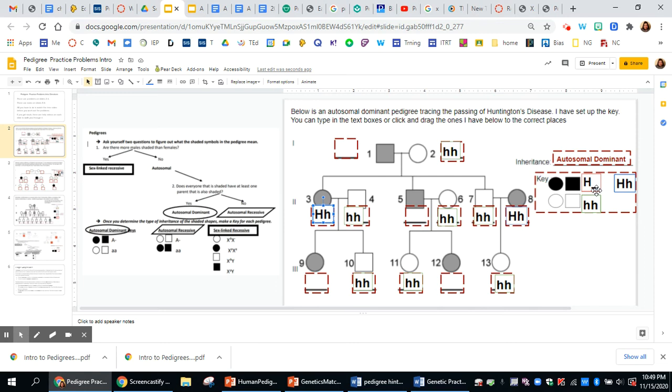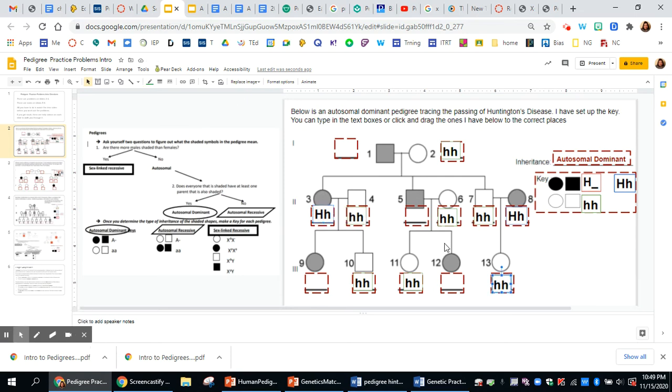So I'm going to get you to pause and see if you can determine for all the shaded in ones, is it big H, don't have enough information, or big H, little h based on the parents or the children? Hit play when you're ready to check your answers.